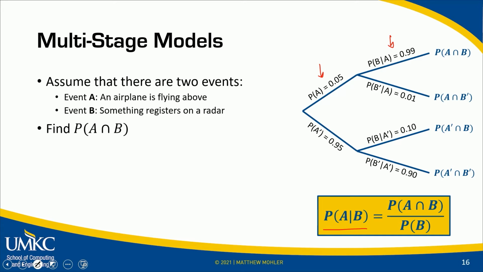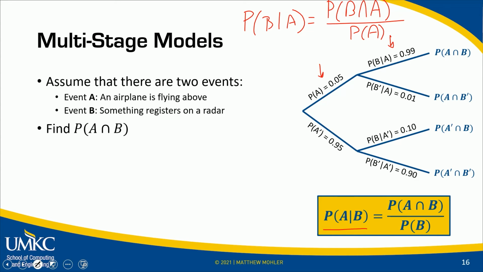But what we can also say just as easily is that the probability of B conditioned on A is equal to still just the probability of B intersected with A divided by the probability of A. Now this is the exact same equation, just swapping the B's and the A's. So it's still the conditional probability.